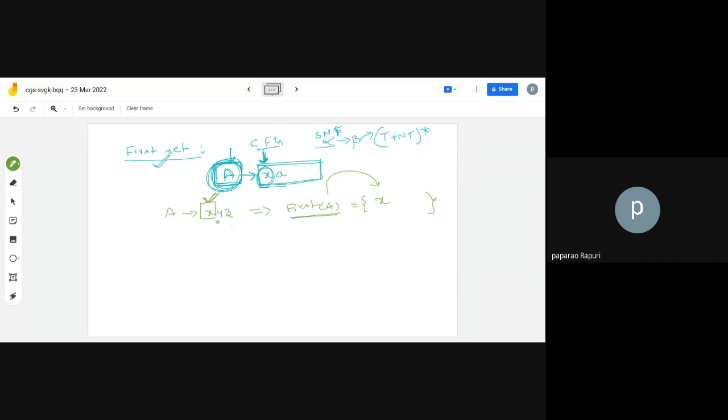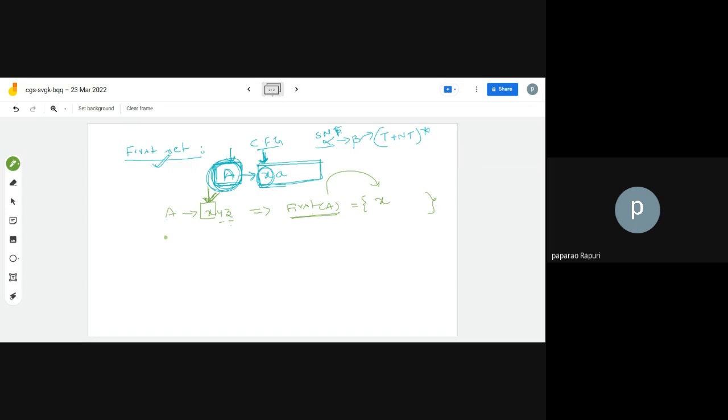Sir, Y and Z are also terminals. Is there any requirement to add those? No need, sir. Only the first terminal. So suppose any production is in the form of A derives x, y, z. Here the first of A is x.